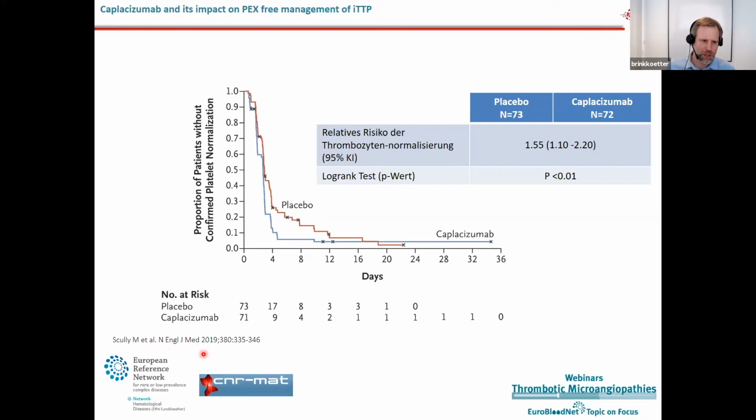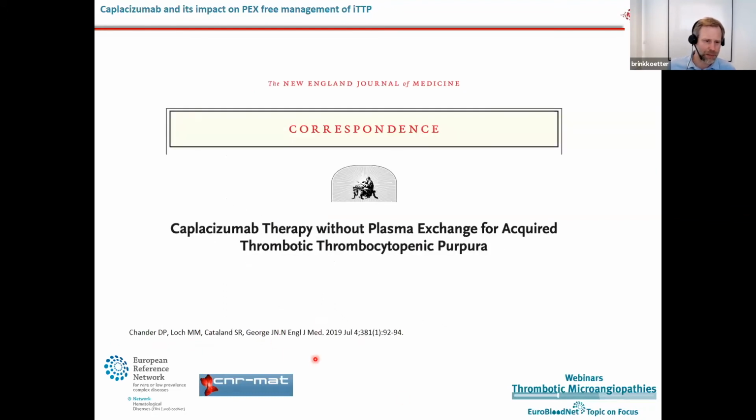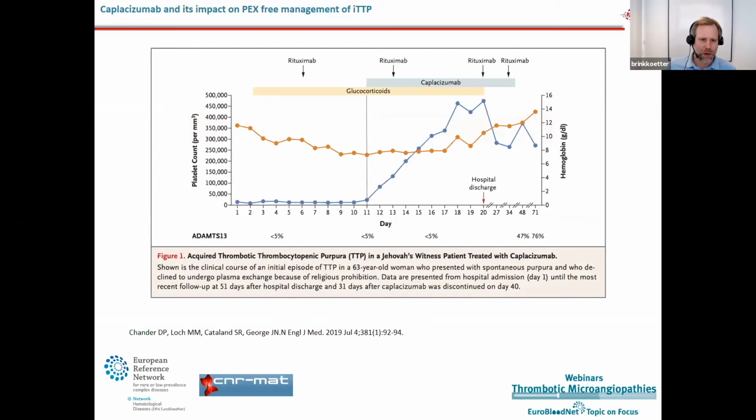The paper was published in January of 2019, and a few months later, so now we're talking about July, the first case report on the use of Caplacizumab without plasma separation was published. The authors report on an initial episode of TTP in a 63-year-old woman who presented with spontaneous purpura. Again, she was a Jehovah's Witness and refused plasma exchange because of religious prohibition.